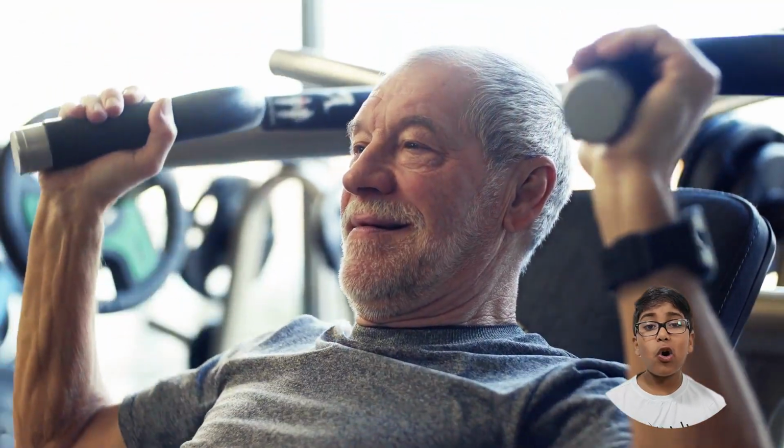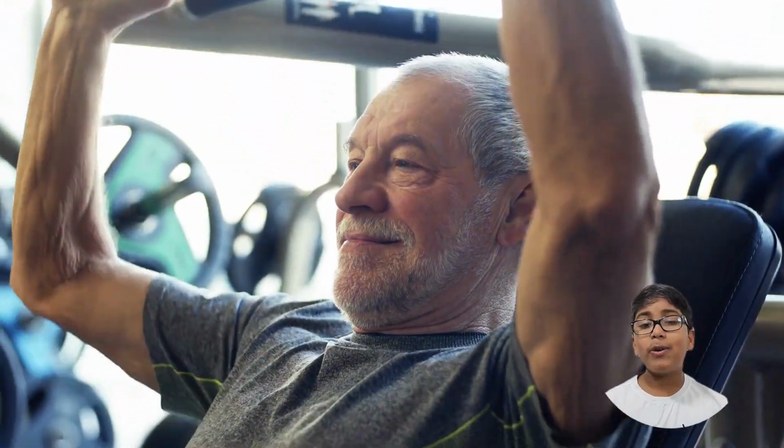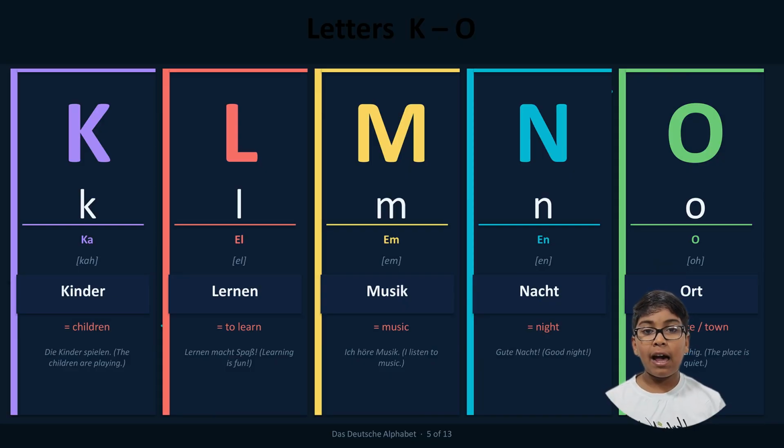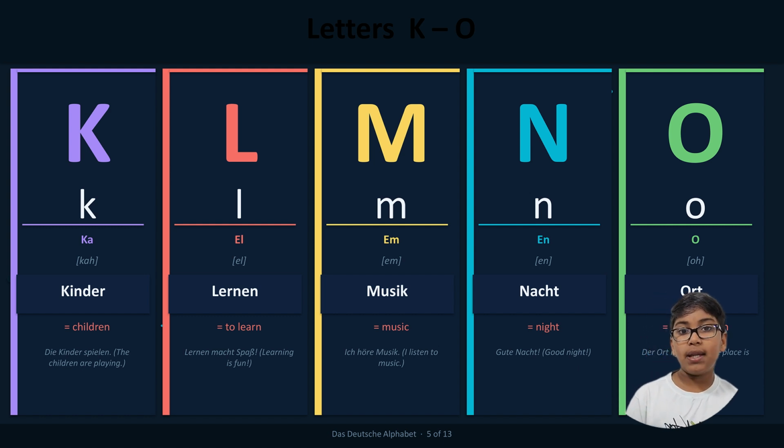You are doing so well. Let us keep going. K, pronounced as K, same as the English letter K. Nice and simple. The example word is Kinder. Say it. Kinder. It means children. Die Kinder spielen. The children are playing.